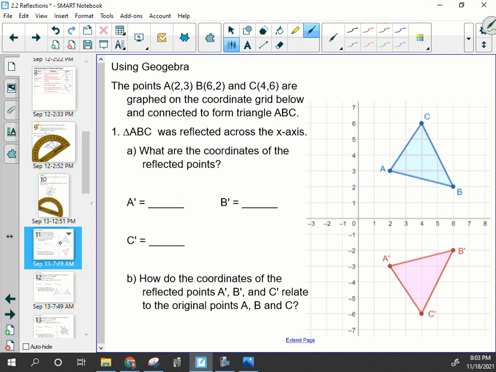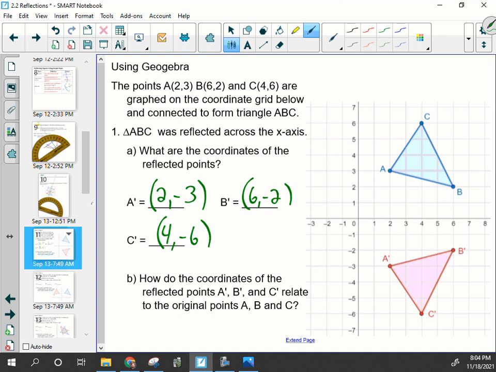This triangle was reflected across the x-axis to get the red triangle A prime, B prime, C prime. If I look at the coordinates, A prime is found at 2, -3. B prime is at 6, -2. And C prime is found at 4, -6. How do the coordinates of the reflected points, A prime, B prime, and C prime, relate to the original points?